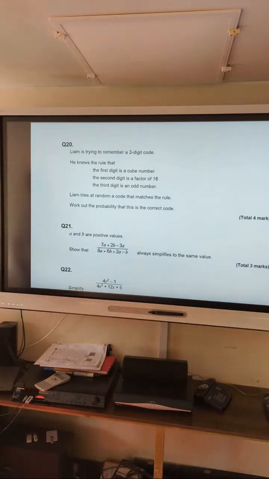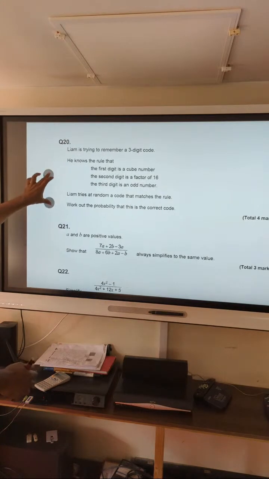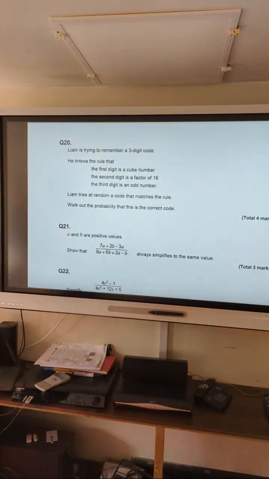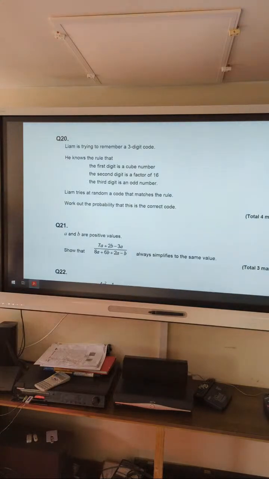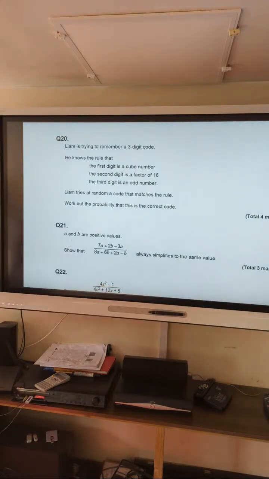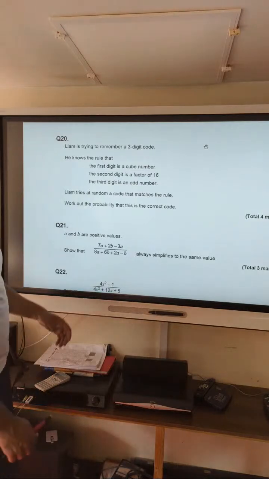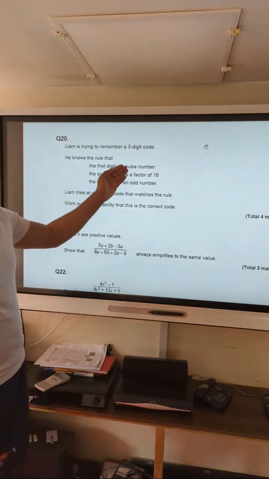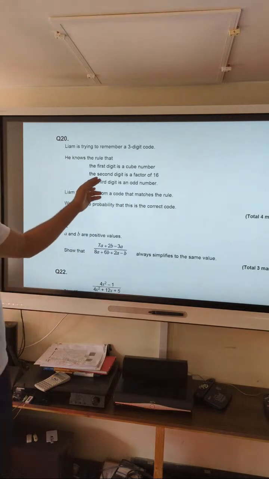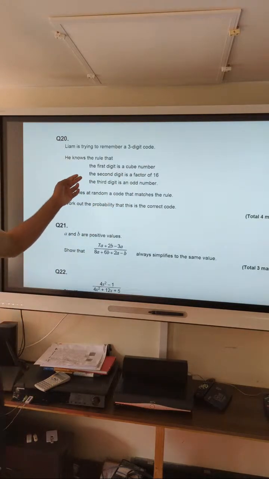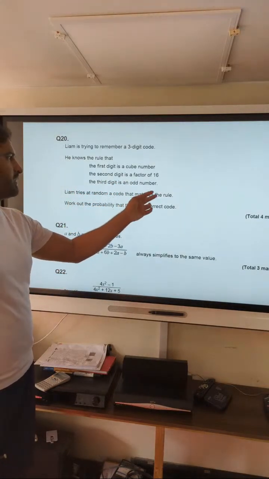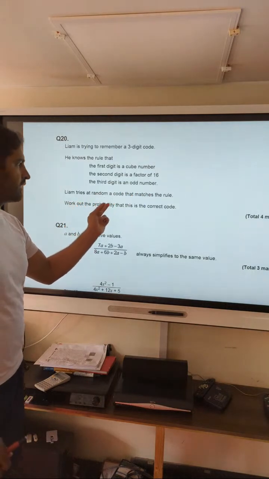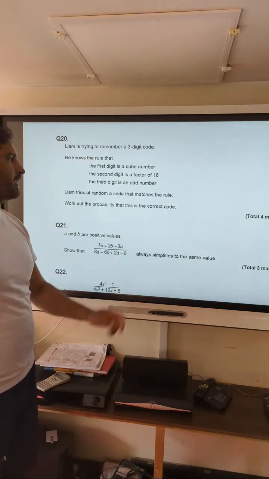Question 20. Liam is trying to remember a 3-digit code. He knows the rule that the first digit is a cube number, the second digit is a factor of 16, and the third digit is an odd number. Liam tries a random code that matches the rule. Work out the probability that this is the correct code.